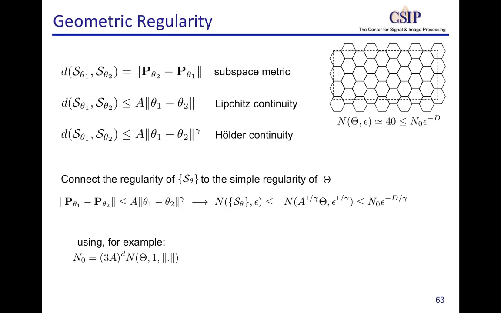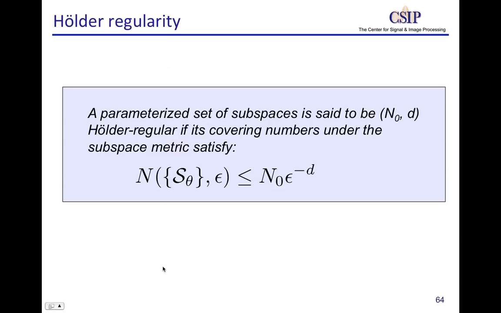Okay, so if we have this Holder continuity, we can connect the covering numbers in the subspaces to the covering numbers in theta space, which is much easier to construct, which ends up just being this N naught epsilon to the minus d over gamma. So you just have this gamma correction here. So for example, you would have something like N naught is roughly 3a to the d power times the covering number of capital Theta using unit distance under this Euclidean metric. Okay, so generally, this is the property that we're most interested in.